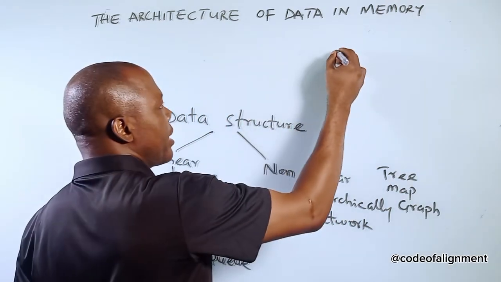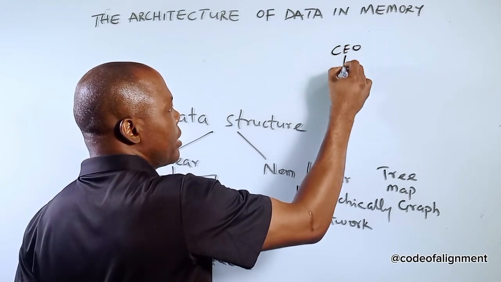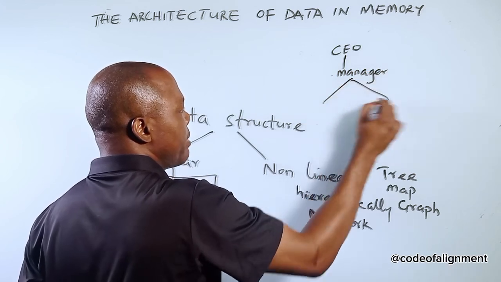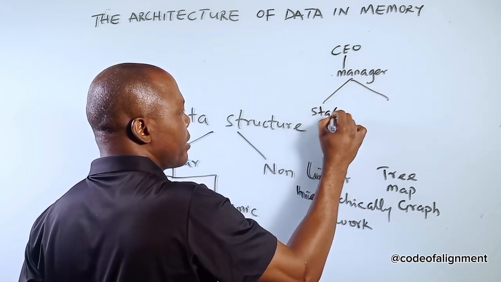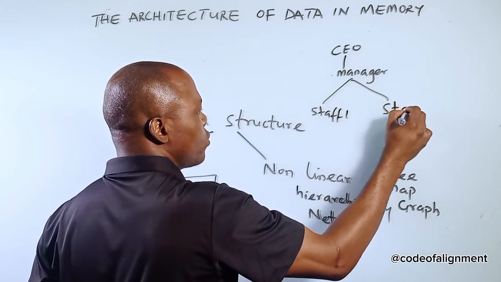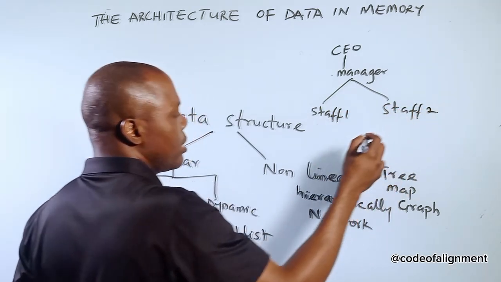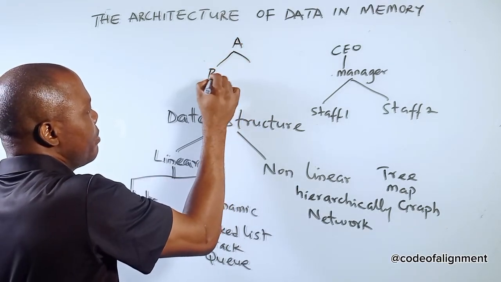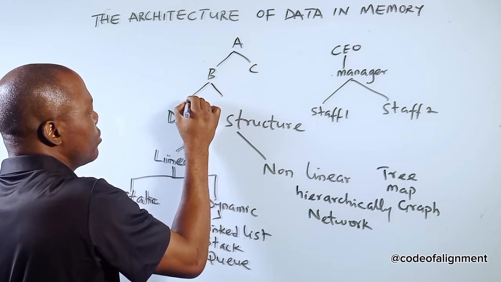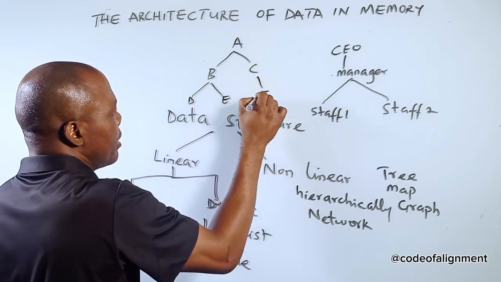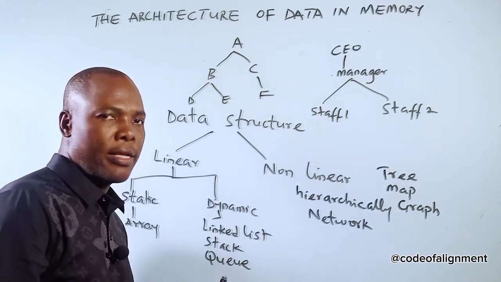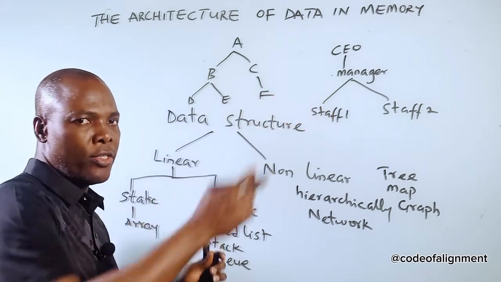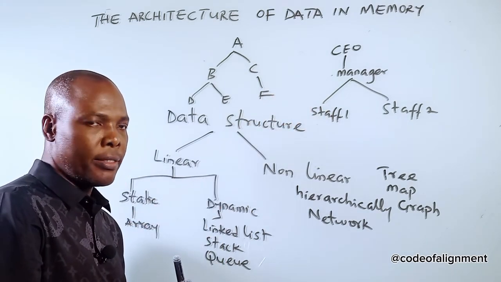So like this tree, you're having like CEO of a company. Then it comes to what? Manager, right? And then this manager is looking at staff 1 and then staff 2, right? So you're having something like A, then B, C. So this will go to D, E, right? F. So in a tree-like manner. So that is what this nonlinear is. It's not a straight line path.